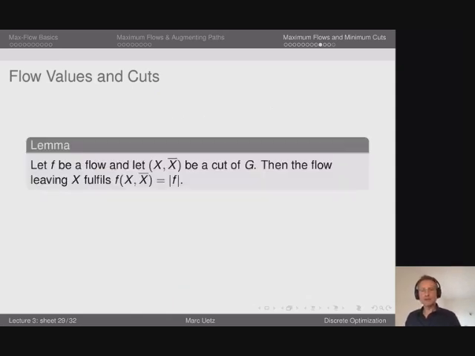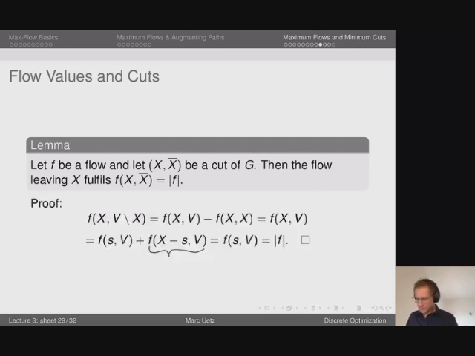So let me just also formally recollect the observations that we made. If we are given a flow in the network and we are given a cut in the network that separates the source from the target node, then the flow leaving the left-hand side X, which contains the source node, must be equal to the value of the flow. I mean, that was intuitively already clear, but I can also write down an algebraic proof of that fact. So let me do that.